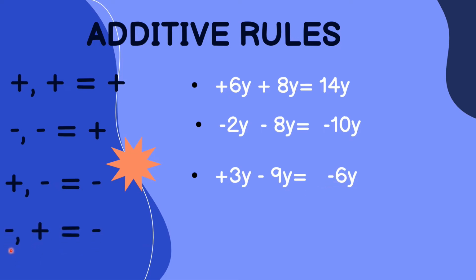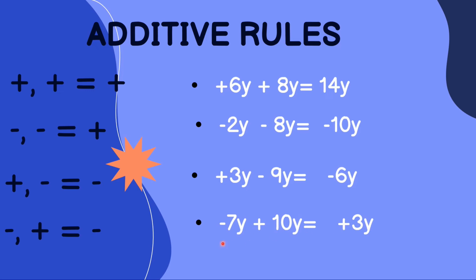The next one: the first number has the minus sign, the next number has the plus sign, so we would subtract them. For example, minus 7y plus 10y. Both of them have different signs, so we're going to subtract them, which makes 3y. And how do we know that we have to use the plus sign? Because 10 is the greater number and we use the sign of the greater number.